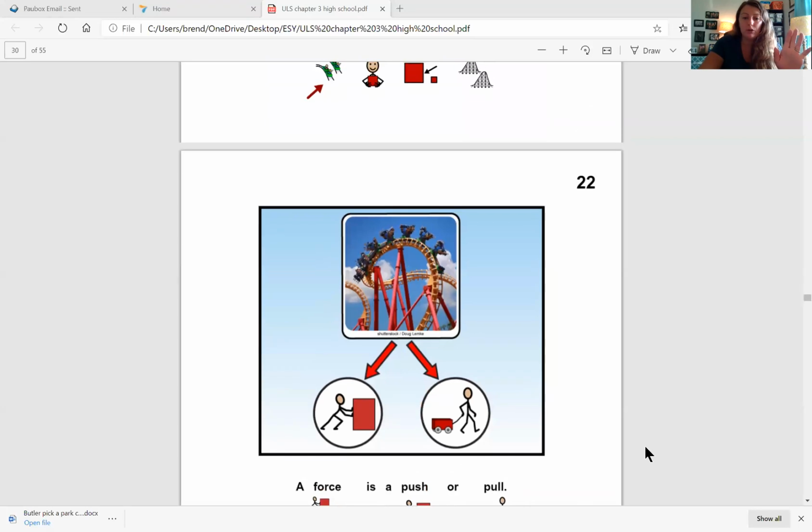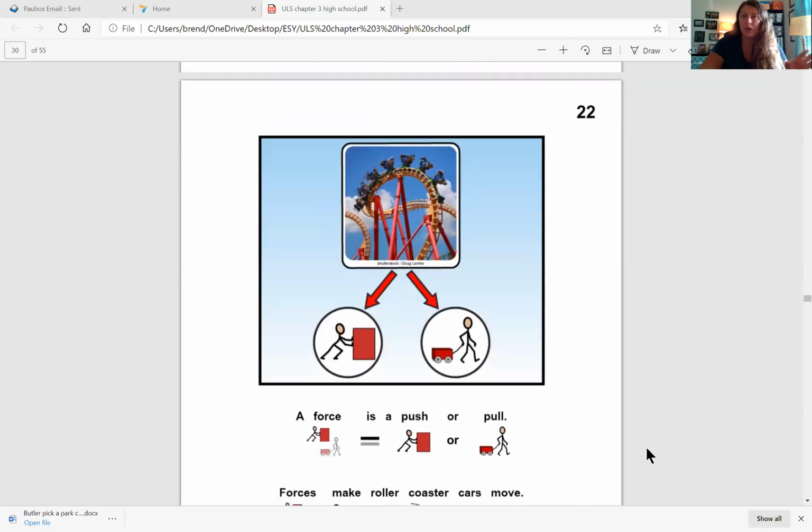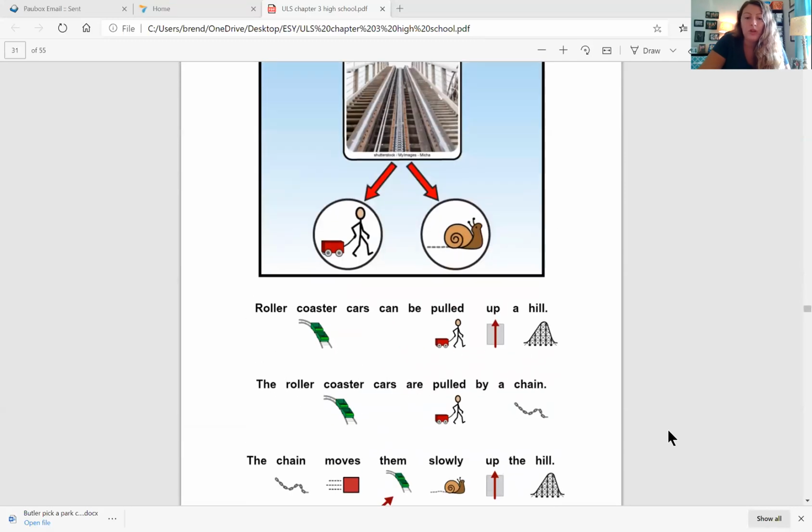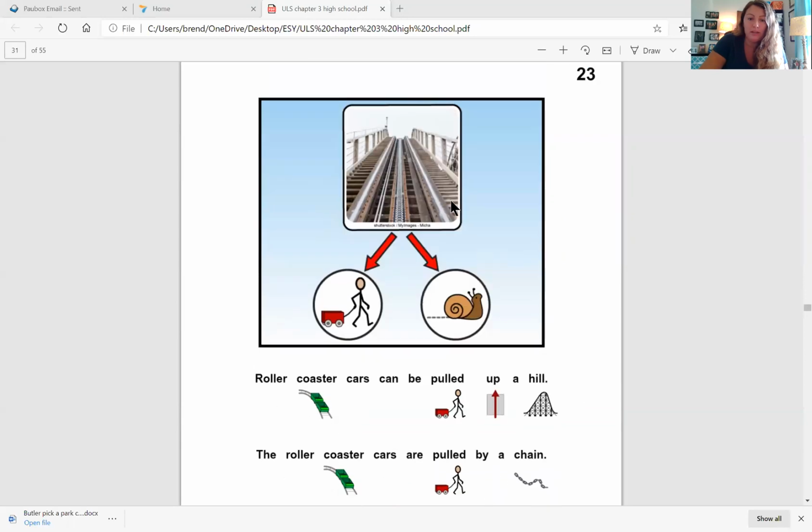Okay, so think about when a roller coaster is going up a hill. When it's going up a hill, the cart gets pulled up the hill. And then when it's going to go down, it gets pushed down by gravity. Because remember, if something is moving towards the ground, it's because of gravity. The roller coaster cars can be pulled up a hill. The roller coaster cars are pulled by a chain. The chain moves them slowly up the hill. See this chain at the bottom there?